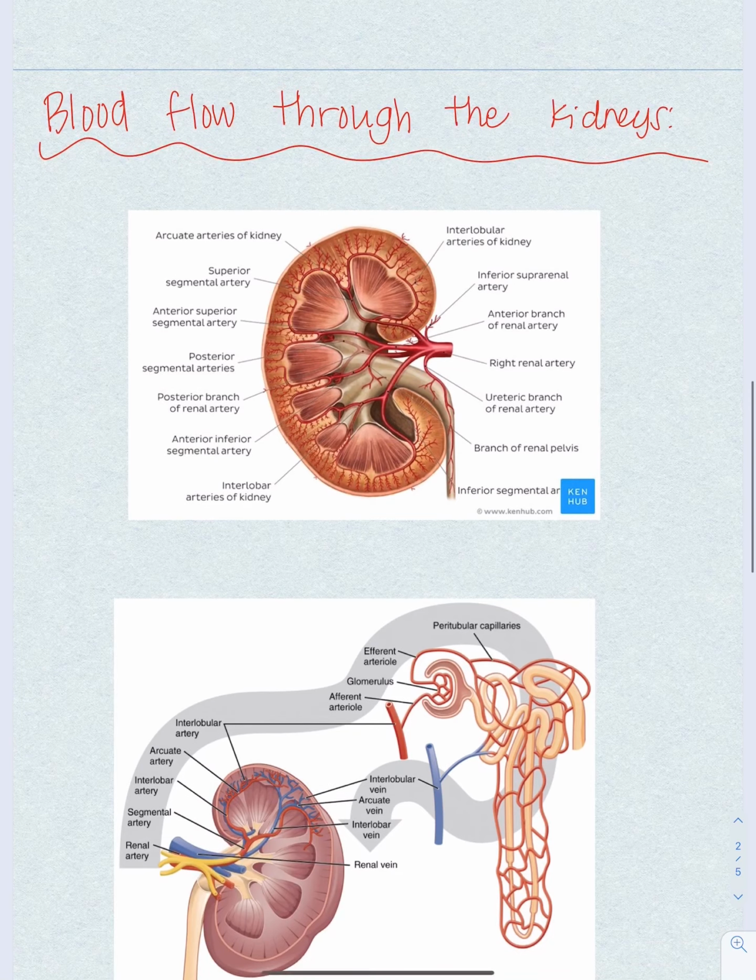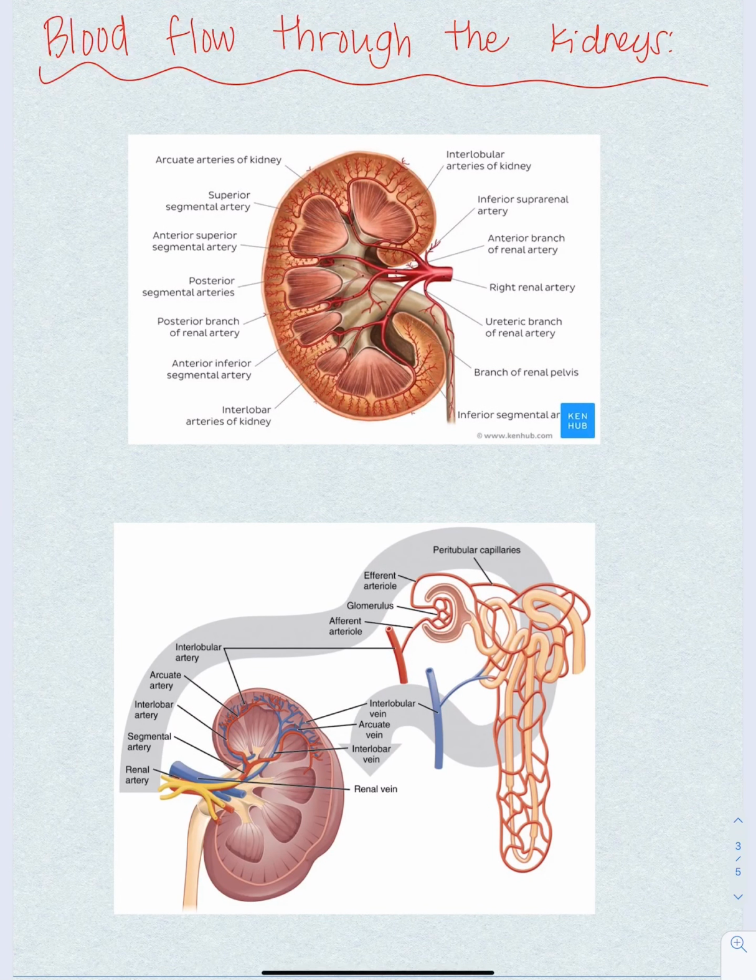Let's look at the blood flow through the kidneys. The abdominal aorta branches into the renal artery, supplying arterial blood to the kidneys. The renal artery then divides into segmental arteries, then to interlobar arteries, and to the arcuate arteries at the boundary of the cortex and medulla. Arcuate arteries subdivide into several afferent arterioles.